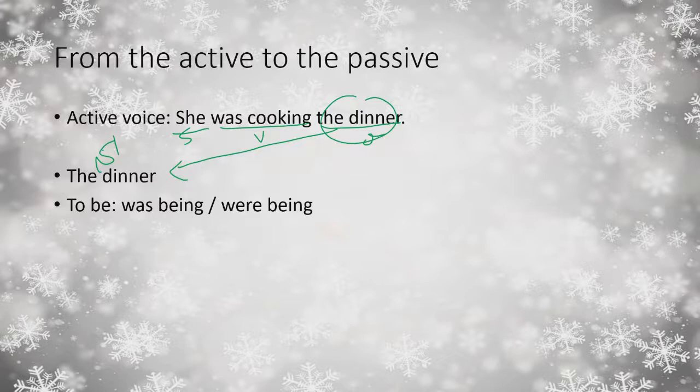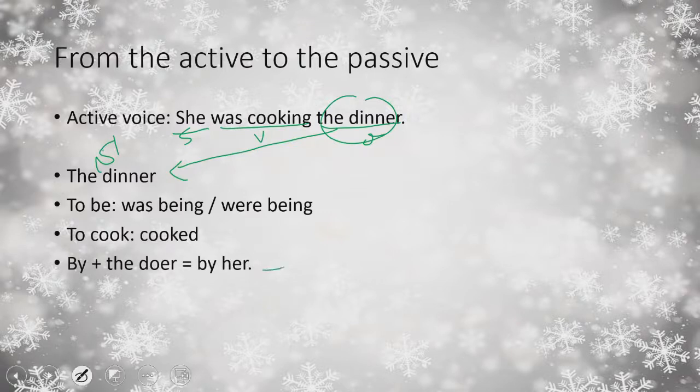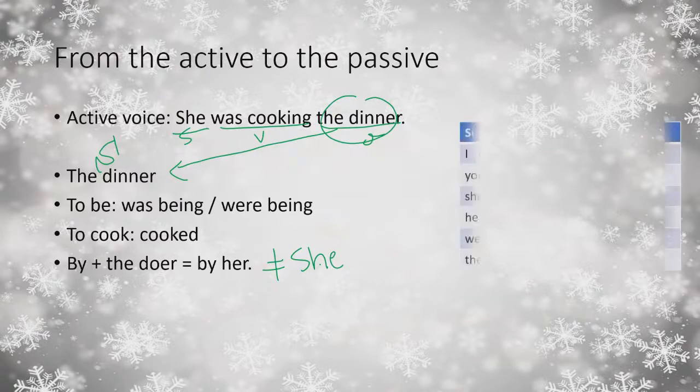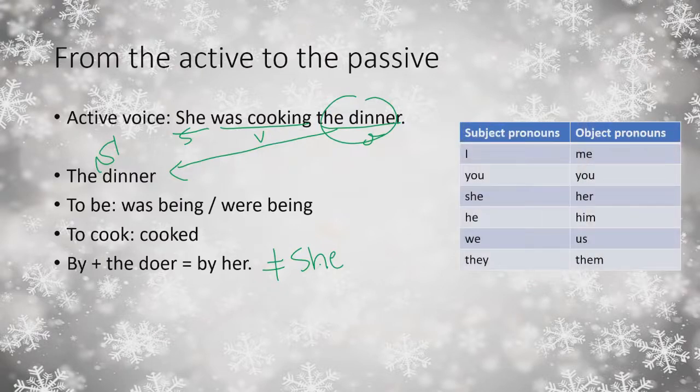We can say was being or were being. The main verb is to cook. Okay, the main verb is to cook. The past participle of to cook is cooked. Okay, and if we want to add the doer of the action, we add by her. Please notice, we say by her, not by she.